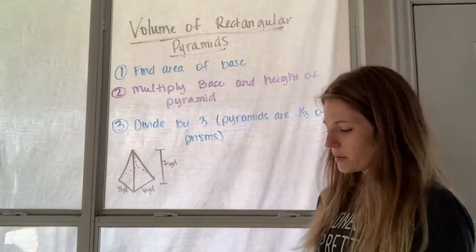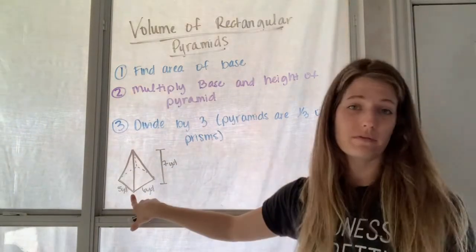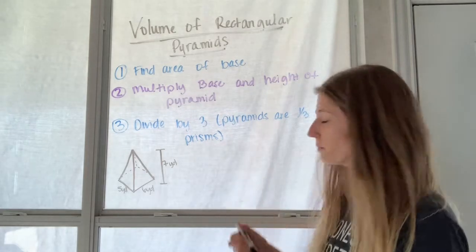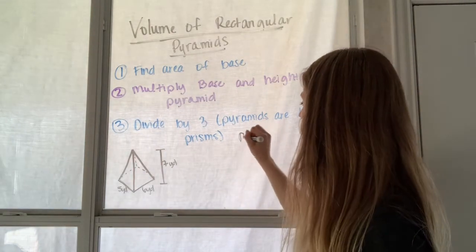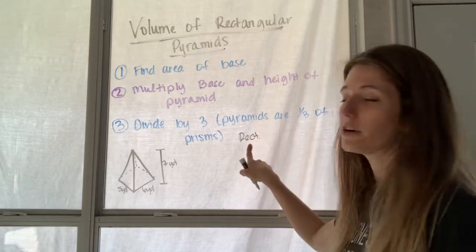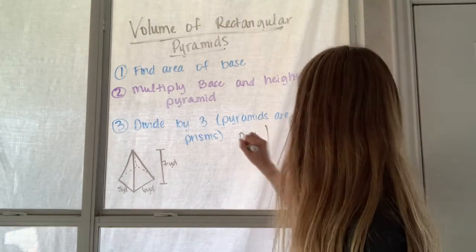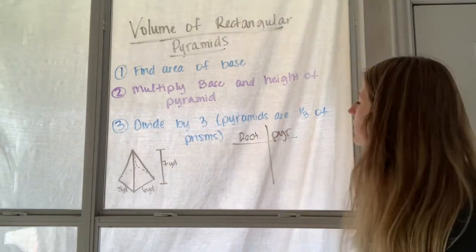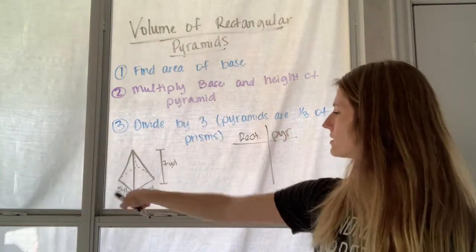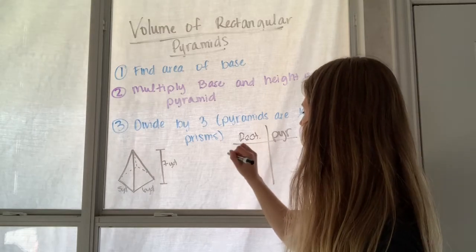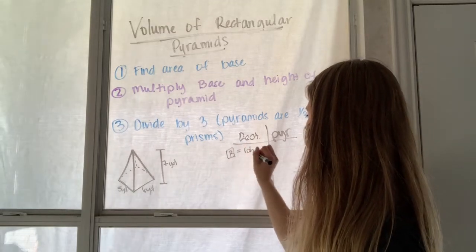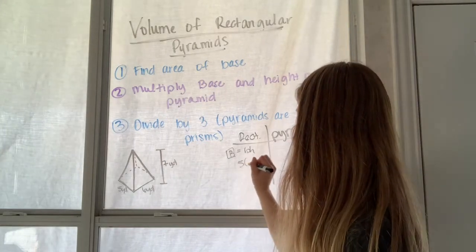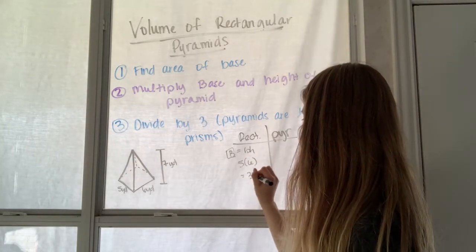So find the area of my base. First, I'm going to identify what this is. It's a rectangular pyramid. So I am going to write out my T-chart. I'm going to abbreviate rectangle RECT, and I'm going to abbreviate pyramid PYR. So I see my base is 5 and 6. So my base and height of my base is 5 and 6. So I'm doing 5 times 6, which comes out to 30.